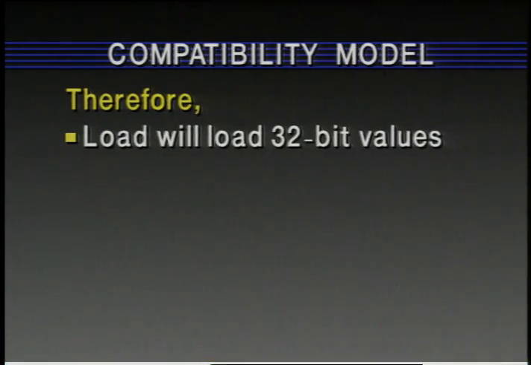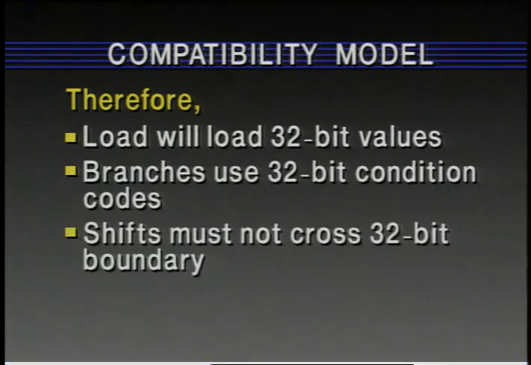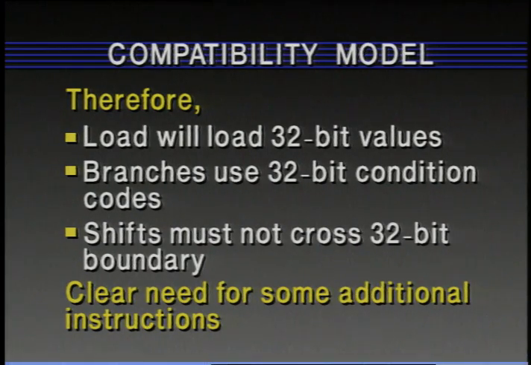Therefore, one of the things we had to do is the fact that the old 32-bit load still had to load only a 32-bit value even though it was loading it into a 64-bit register. The existing branch instructions had to use a 32-bit condition code rather than what you might imagine as having the condition code set off a 64-bit value in a new 64-bit architecture. The other interesting instructions were shifts. And the feature there was that they would not be allowed to have the shift value cross the 32-bit value and shifting down toward the lesser significant bits if we wanted to keep compatibility. So clearly, under these constraints, we have the need for some additional instructions in the architecture.